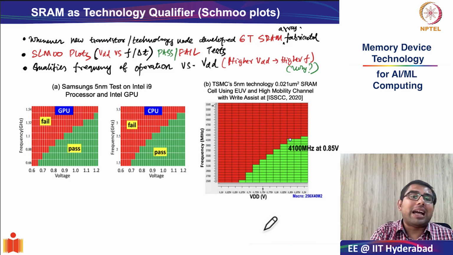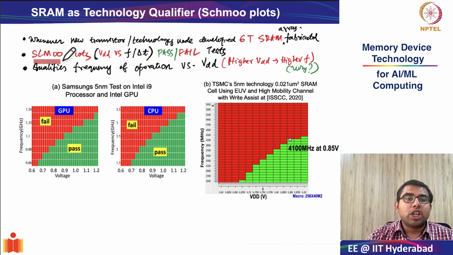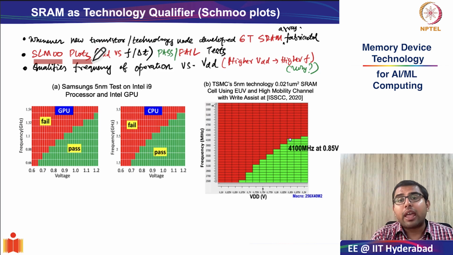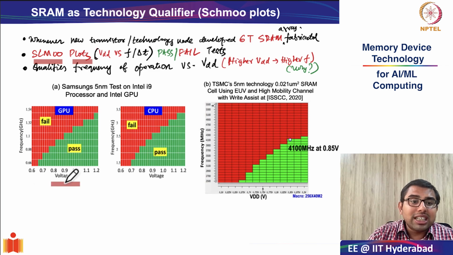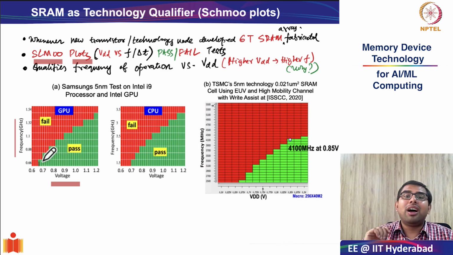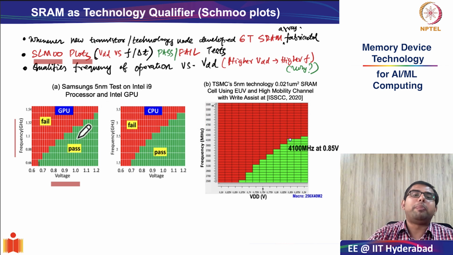And this is done by a technique called Shmoo plots, where you do pass-fail tests. You take a bunch of data, write it into an SRAM array, and then read it back, and you do it across different voltages and different frequencies. As you see, each small box over here is the same test performed at different frequencies and different voltages. And what we essentially see is a very beautiful pattern of pass and fail.